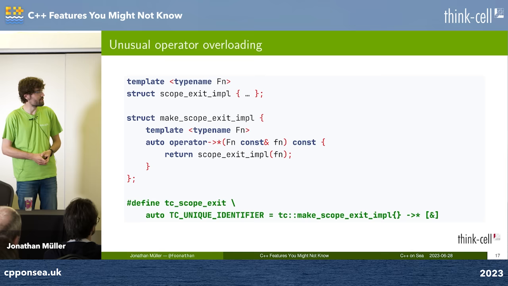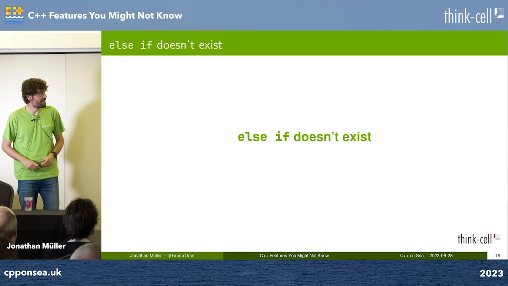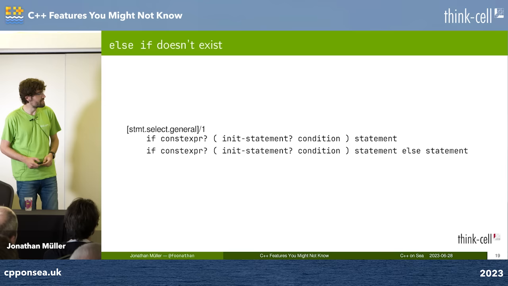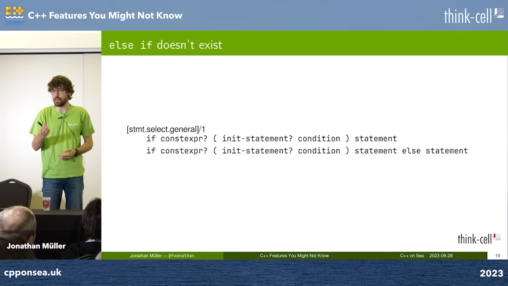Now let's talk about syntax. Else if doesn't actually exist. This is the proof. This is the grammar from the standard. So an if is either an if with an init statement, which is optional, a condition, and then a statement, or an if with a statement and an else. There is no else if.